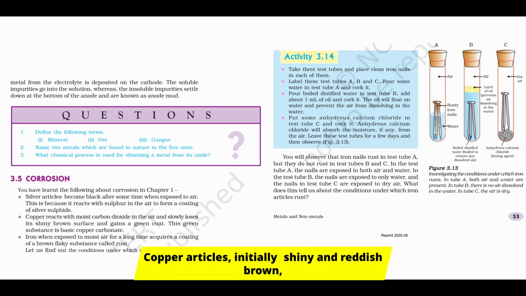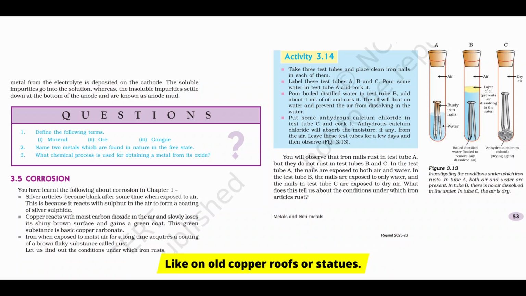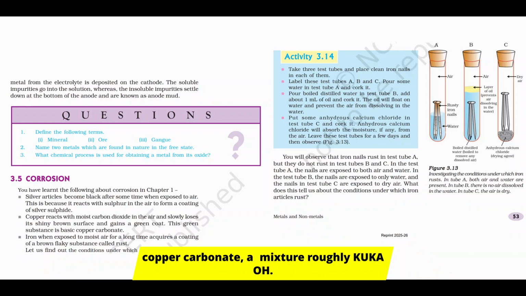Copper articles, initially shiny and reddish-brown, slowly lose their luster and develop a distinct green coat when exposed to moist air containing carbon dioxide, like on old copper roofs or statues. Exactly. That green substance is identified as basic copper carbonate, a mixture roughly CuCO3·Cu(OH)2.